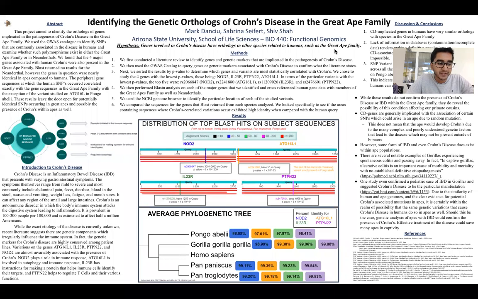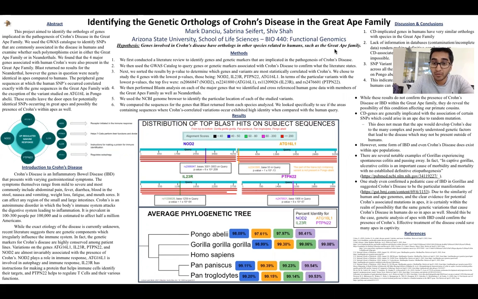For our project, we decided to study Crohn's disease. Specifically, we sought to examine the genes implicated in the pathogenesis of Crohn's disease and their genetic orthologs in the great ape family. My name is Shiv Shah, and I'm joined by Mark Dansu and Sabrina Seifert.